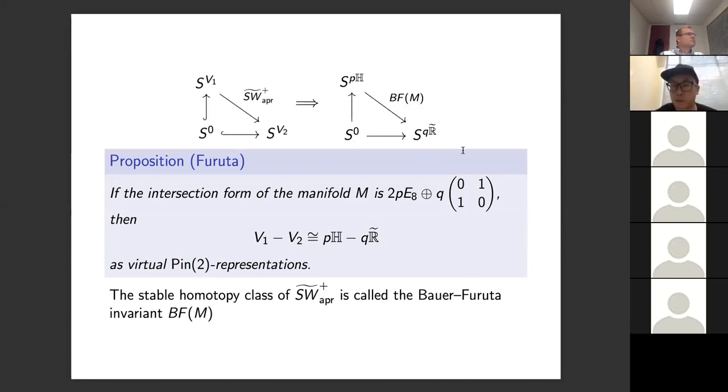That gives us the following diagram. Because we know the difference of the dimensions, stably we can just put the H side on the left-hand side and the R side on the right-hand side. And S0 still sits inside as the fixed points, or the geometric fixed points in the stable world. And this map is a map between equivariant spheres. So this is where it comes in for equivariant stable homotopy theory. We have a commutative diagram in the stable homotopy theory with a Pin(2) action here.